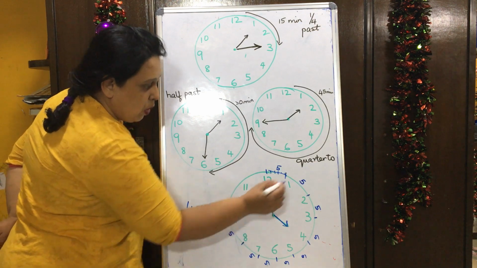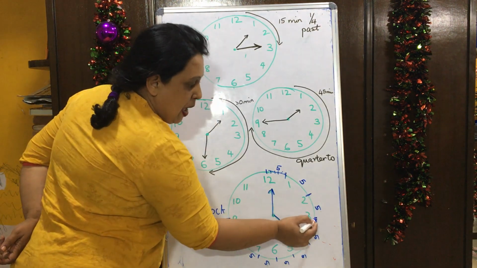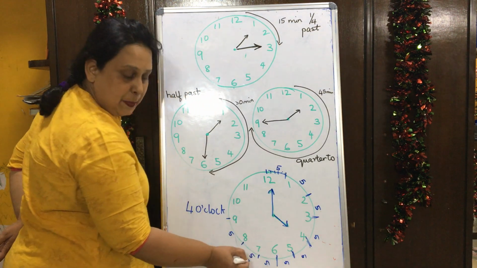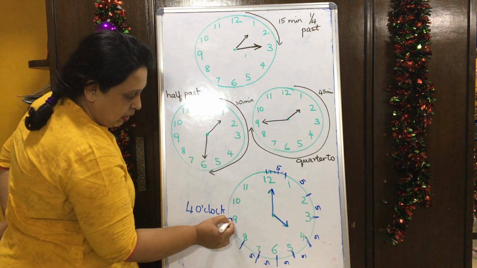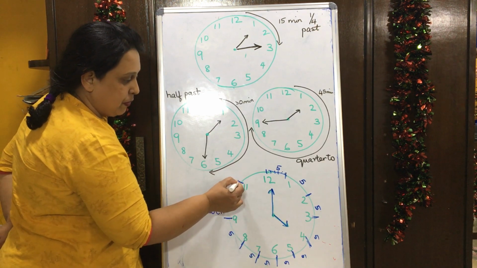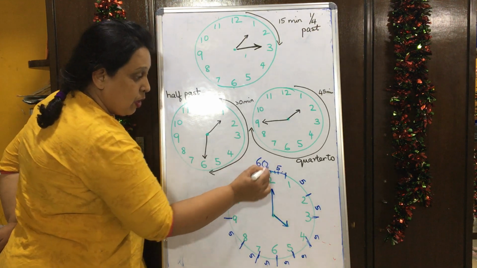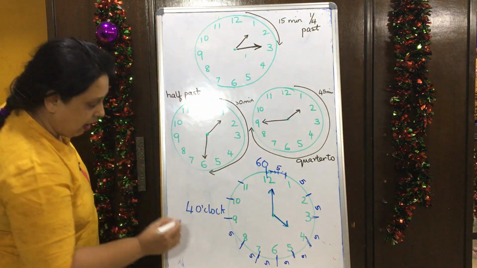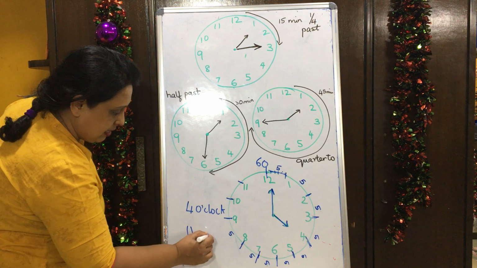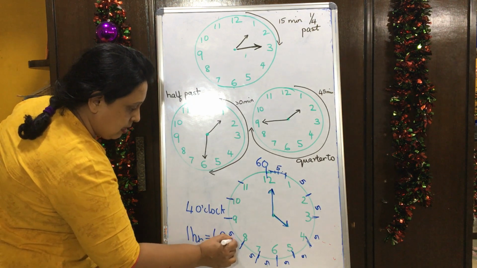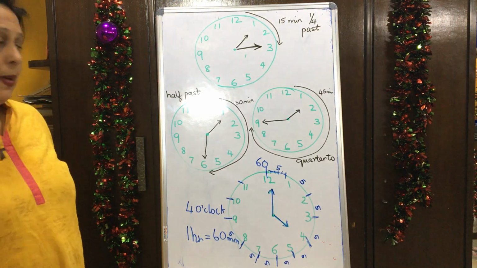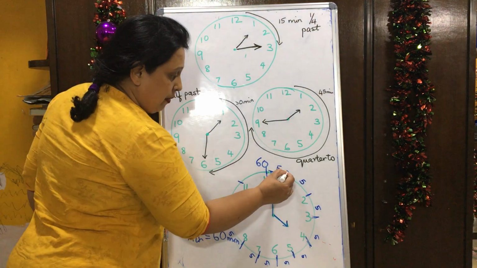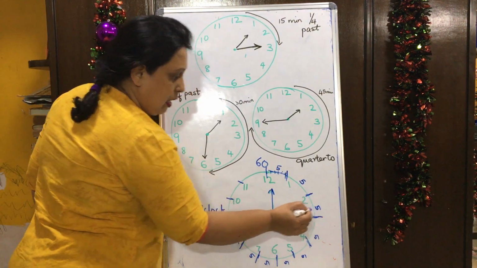Okay? So 5, 10, 15, 20, 25, 30, 35, 40, 45, 50, 55, 60. So 60 minutes make 1 hour. 1 hour is equal to 60 minutes. Clever boys. Okay. Now as I was moving, I told you we do it in 5 times table. 5 ones are 5, 5 twos are 10, 5 threes are 15.